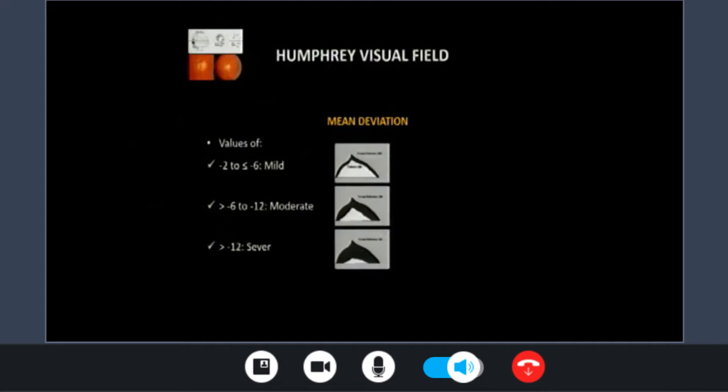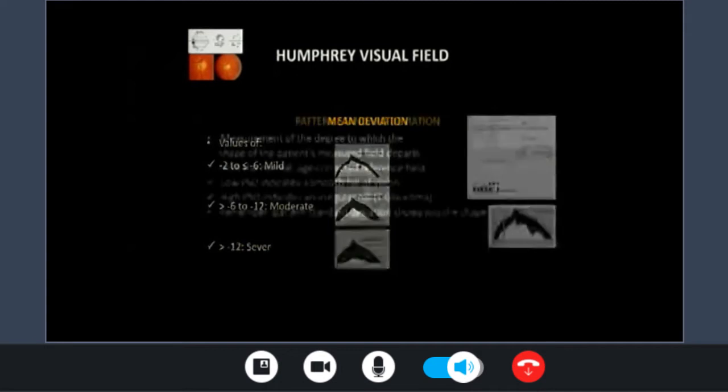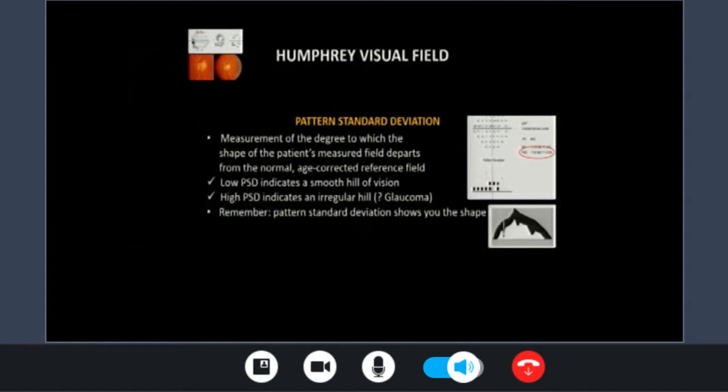So look at the mean deviation here. We mentioned before that it will tell us about the height, not the shape of the visual field. And that's a mild change, that's a moderate change, and that's a severe change, given that the patient is actually having glaucomatous disc damage. Pattern standard deviation will measure the degree to which the shape of the patient's measured field departs from the normal age-corrected reference field. So low pattern standard deviation will indicate a smooth hill of vision. High pattern standard deviation will indicate an irregular hill, which commonly we see in patients who are having glaucoma.